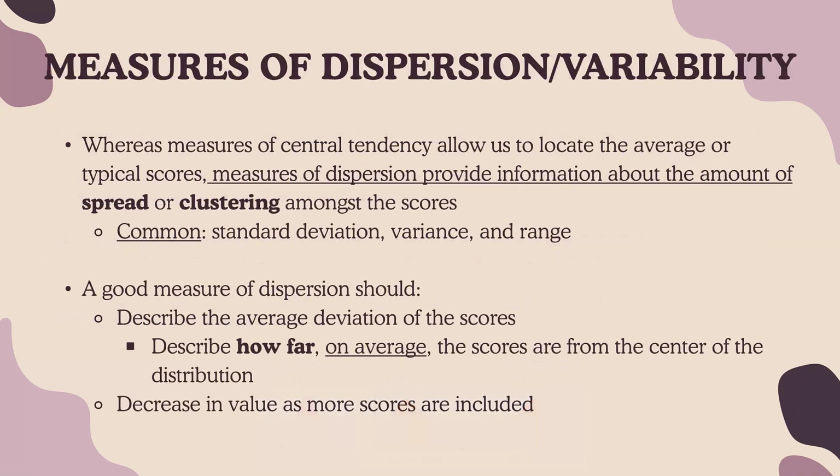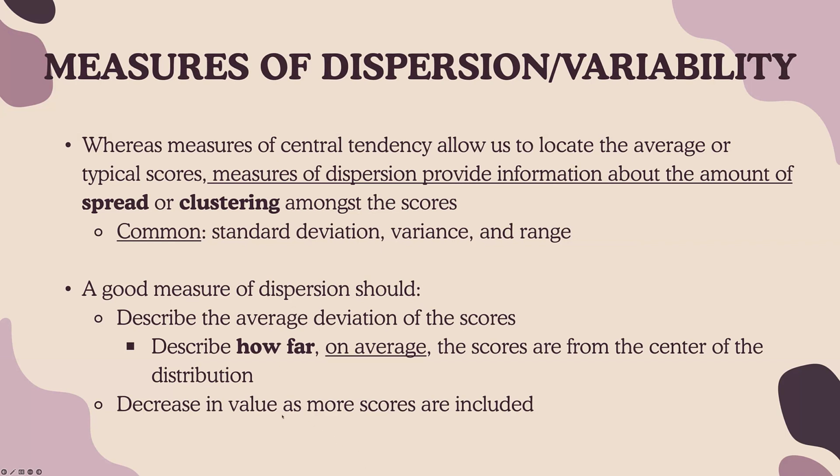Measures of dispersion or variability. Whereas measures of central tendency tell us where the average or typical scores are, measures of variability or dispersion give us more information about the spread or the clustering around that mean. We use standard deviation, range, and variance. We can think of variance as sort of a stepping stone towards standard deviation. A good measure of dispersion should describe the average deviation of the scores, so how far, on average, these scores are from the center or the mean of the distribution.